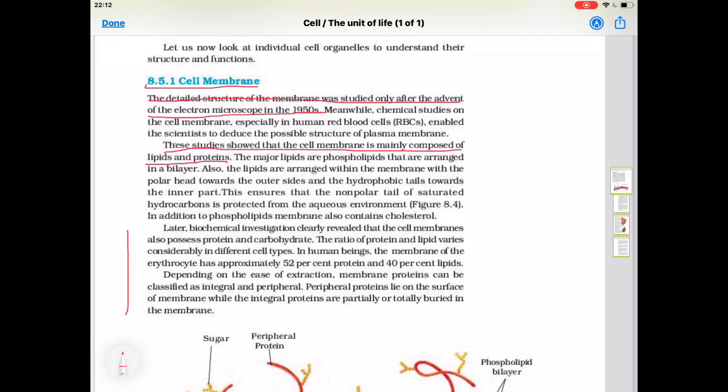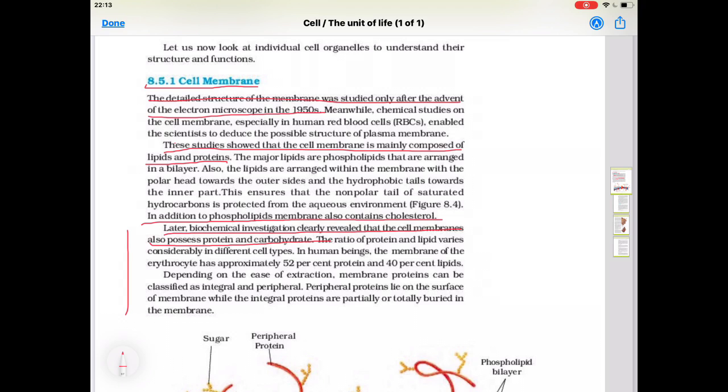In addition to phospholipids, membrane also contains cholesterol. Cholesterol also helps in some movement in the cell membrane. Later biochemical investigations clearly revealed that the cell membranes also possess proteins and carbohydrates. Along with the phospholipids, proteins and carbohydrates are also present in the cell membrane.